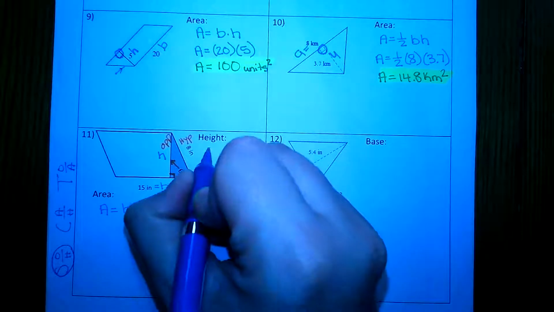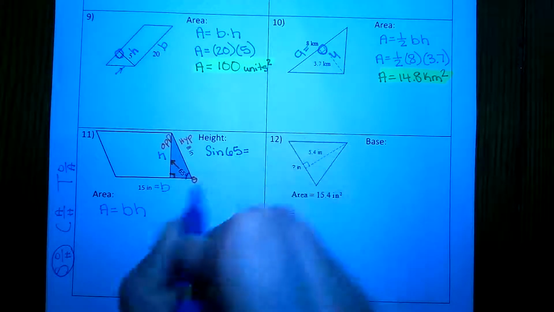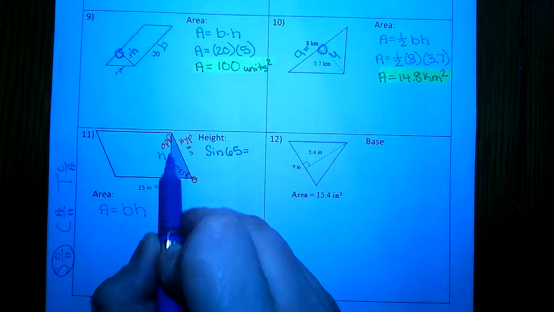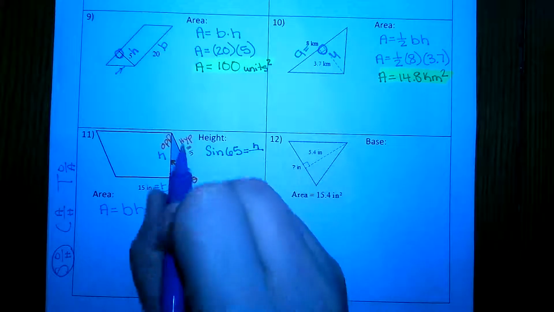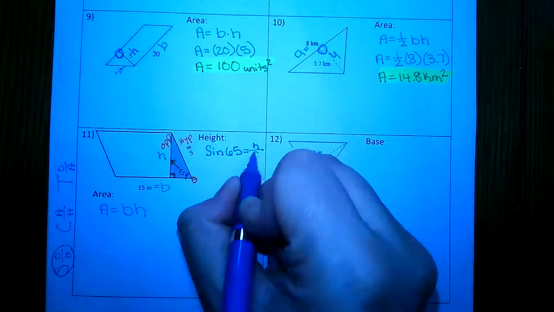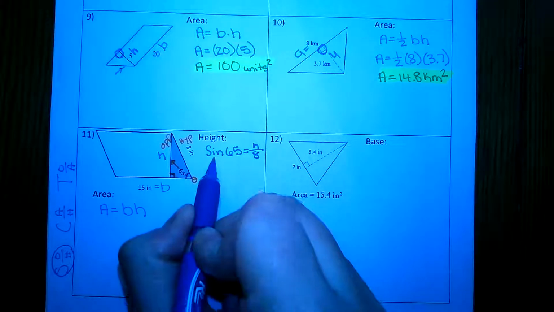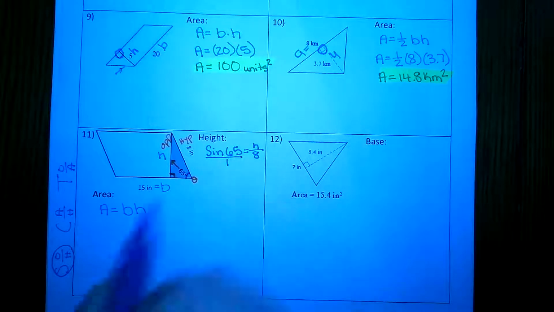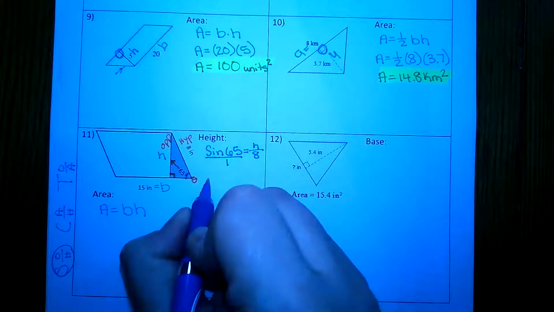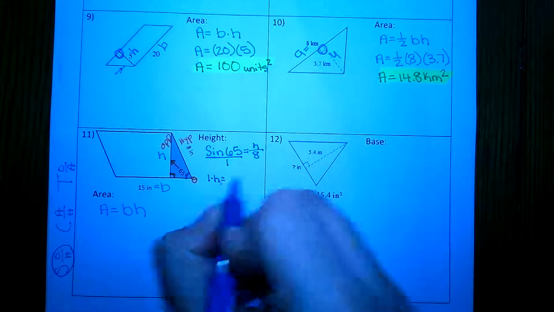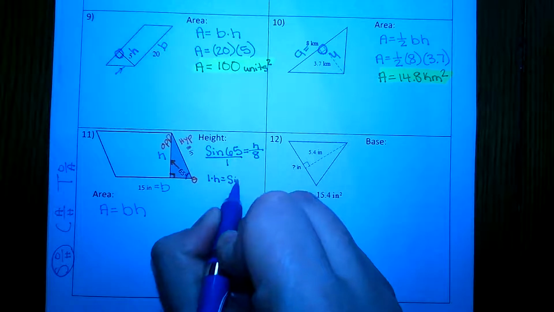Let me write this out. Sine of 65 degrees is equal to the opposite value, which is what I'm trying to find, the height of the triangle, over the hypotenuse value, which is 8. Okay, if you remember correctly, we turned this into a cross multiply problem. So this would be 1 times h is equal to sine 65 times 8.